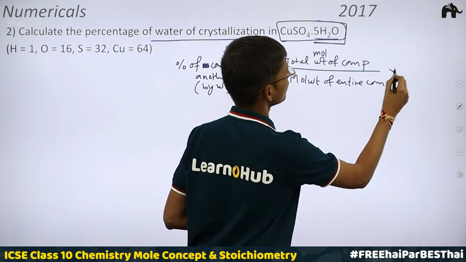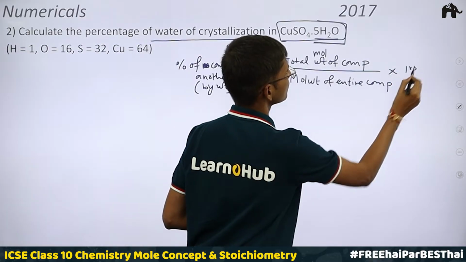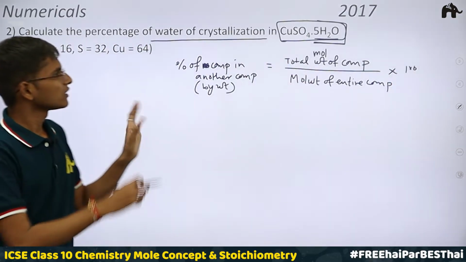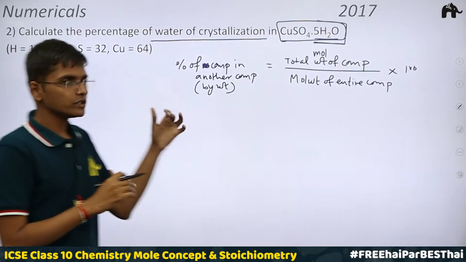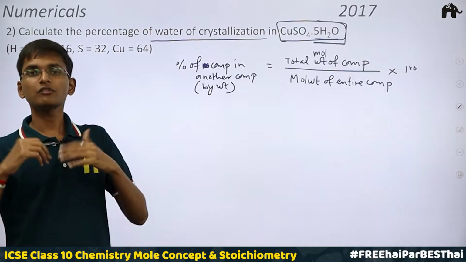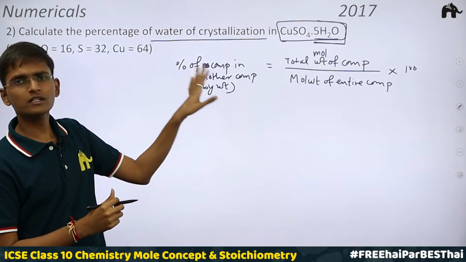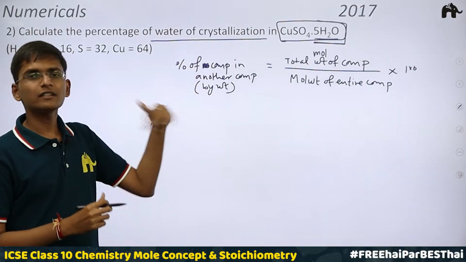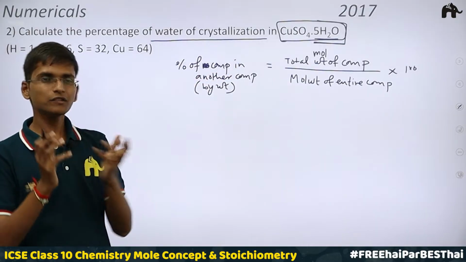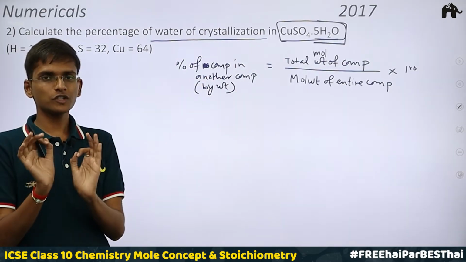I have just made this formula on my own, into 100, in order for you to understand. What I told you is that you just have to apply the same concept. There we were talking about the percentage of an element by weight in a compound. Here we are finding out the percentage of a compound by weight in another compound. The formula pattern would remain the same. You have to just remember this.